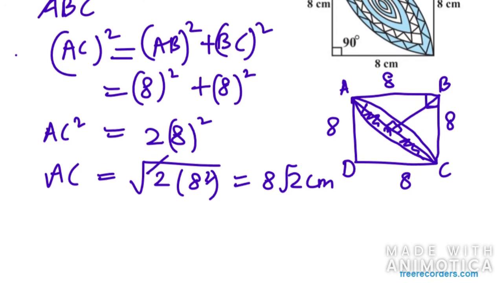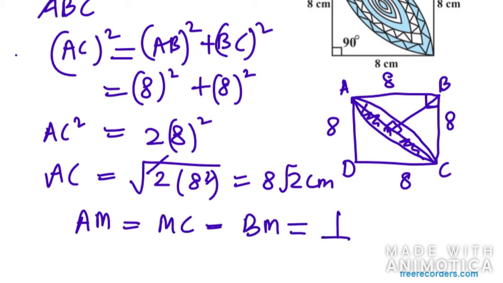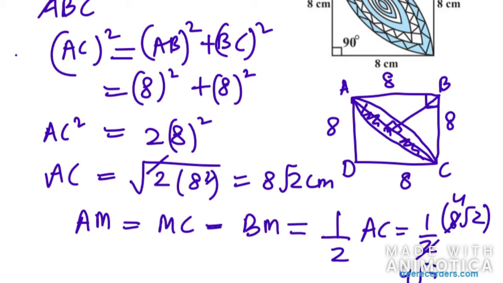Now we need to find AM as well. We need to find BM as well, and we need to find MC as well. So as you know that the diagonals of a square bisect each other, that means my AM is equal to MC equal to BM. That means it should be half of AC in this case. Half of 8 under root 2 will be 4 under root 2. That means my AM is 4 under root 2, my MC is 4 under root 2, my BM is 4 under root 2.